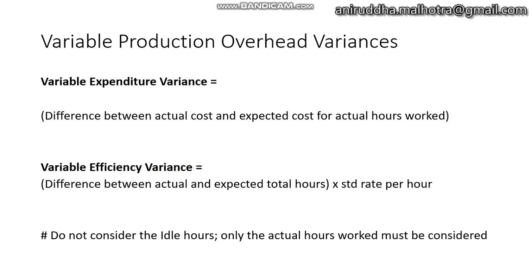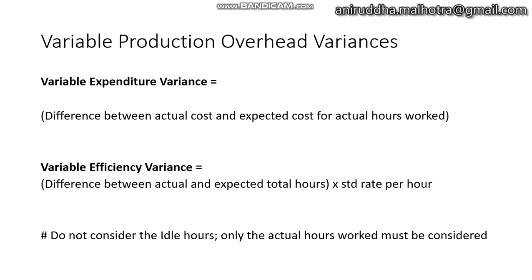The other one is the efficiency variance. This is where you're calculating the difference between the number of hours it should have taken to produce the actual quantity compared to the actual number of hours it took to produce the actual quantity, and then you quantify it using your standard rate per hour, that is your standard overhead absorption rate. In both cases, when we use the terms actual hours, we are talking about the actual hours worked, not the actual hours paid. So if there are any idle hours in the actual hours paid, we will get rid of those idle hours and then we'll consider only the actual hours that were worked by the laborers.